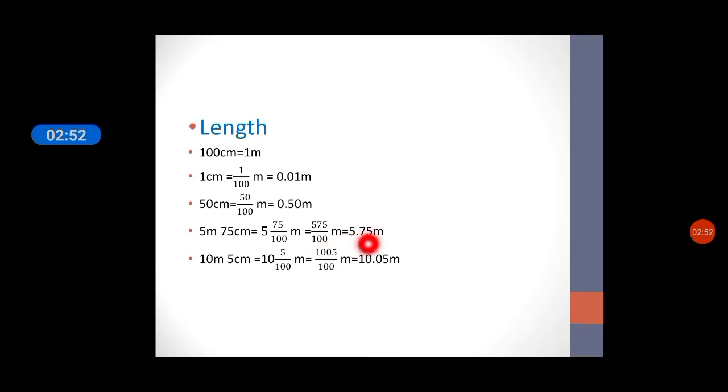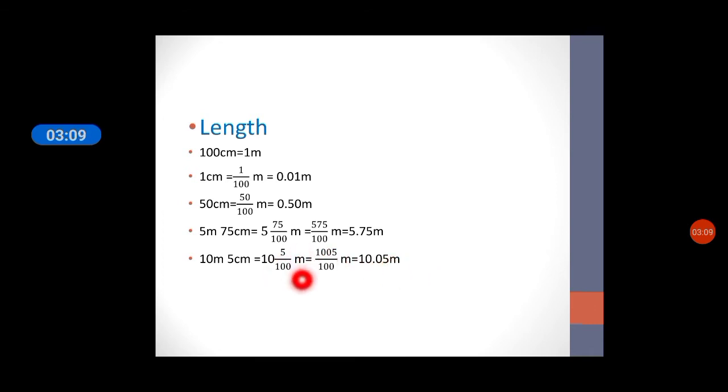When you convert this into decimal form, you write 575 first, and as there are 2 zeros, you need to put a point. So 1, 2, and before that you put the point. So it is 5.75 meter.